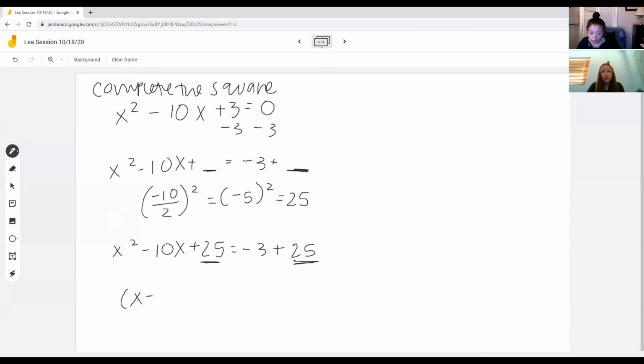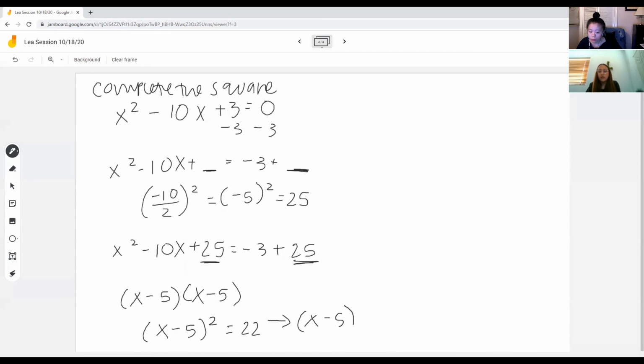x minus 5, parentheses times x minus 5. And then that would simplify to x minus 5 squared. Exactly. And then you put equals negative 3 plus 25, which is 22. Exactly. And then put it minus 22 on each side and then equal it to 0.